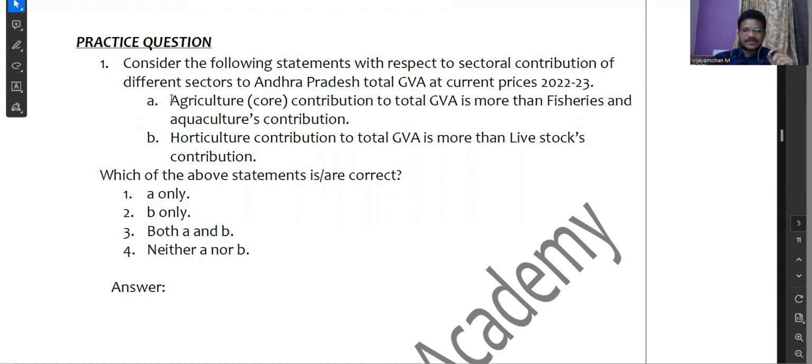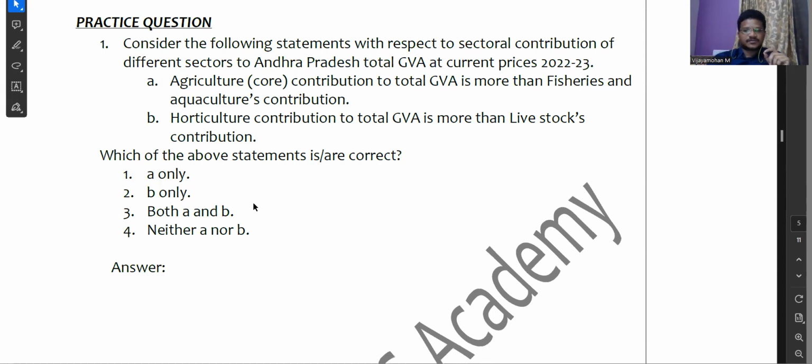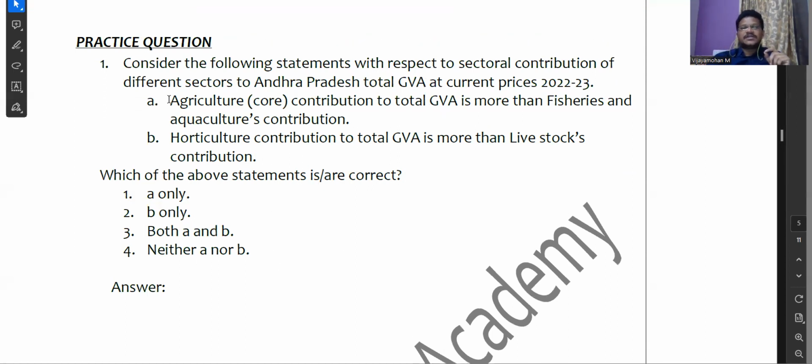This is the second statement, and both the statements are wrong, right? So which of the above statements are correct? Neither A nor B. So the agriculture contribution to total GVA is less than the fisheries contribution, and horticulture contribution to GVA is less than the livestock contribution.